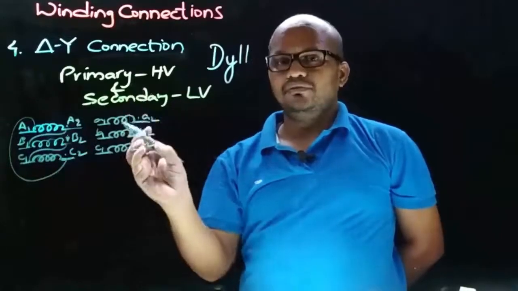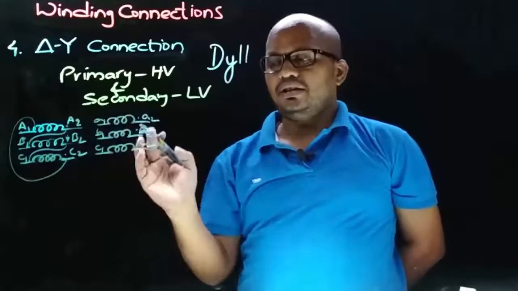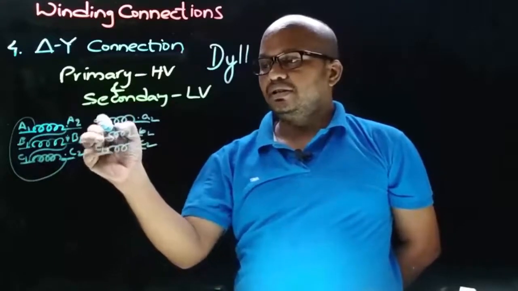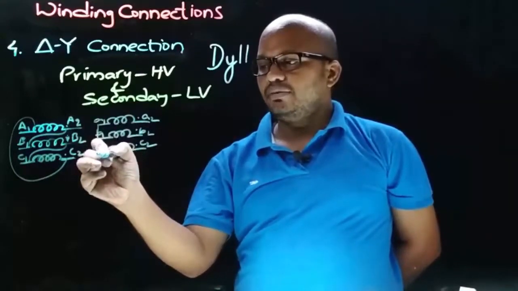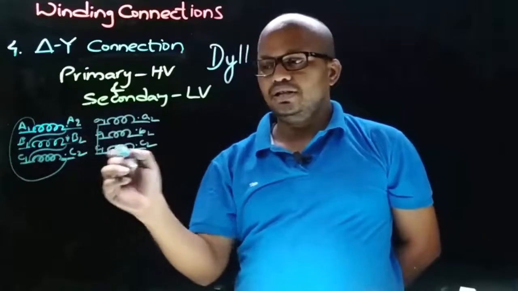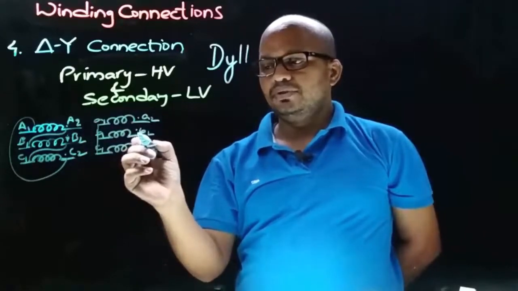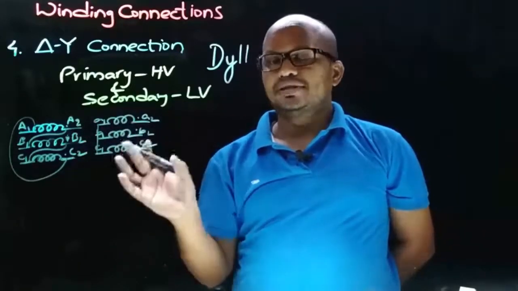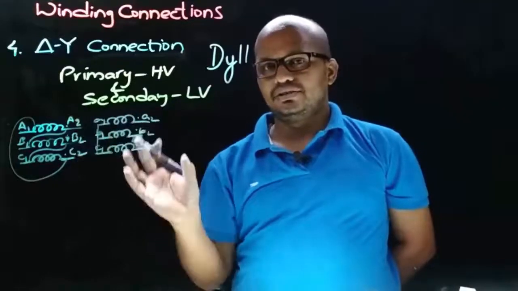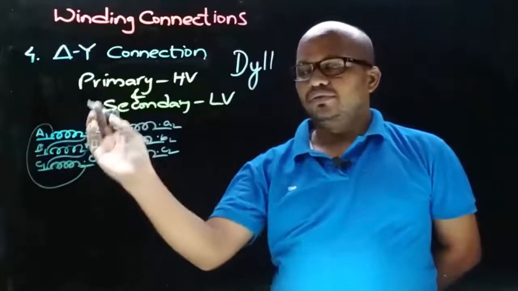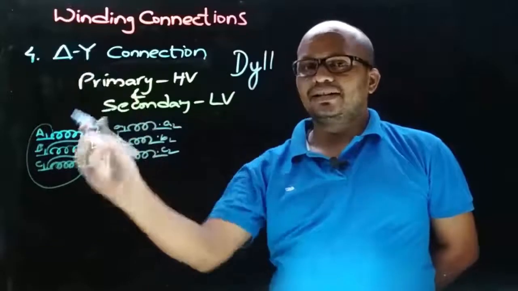And now coming to the LV winding, which is star connected, and here we are taking the common connections as A1, B1 and C1. So let's join that and take the connections from A2, B2 and C2. And now let's draw the phasor diagram for this connection. First, let's draw the phasor diagram for primary side delta connected winding.